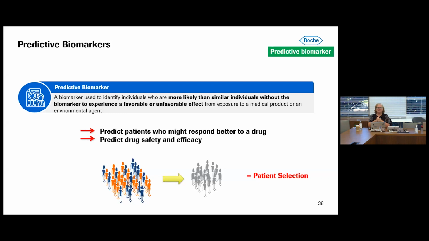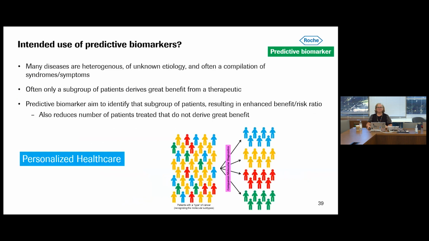So we're using it in this case to identify individuals who are more likely than others that don't have the biomarker to experience either a favorable or unfavorable effect. And so this is predicting patients who might respond better to a drug. This can be applied both from an efficacy as well as a safety perspective. And this is what we would call patient selection.